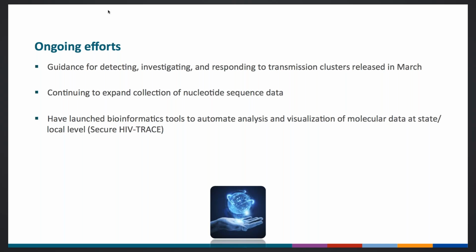So as I mentioned, we released guidance for detecting, investigating, and responding to transmission clusters in March, and we're continuing to expand a collection of nucleotide sequence data. We also have launched bioinformatics tools to automate analysis and visualization of molecular data at the state and local level. So some of you may have heard of Secure HIV Trace. It's basically a web-based tool that allows HIV surveillance programs to analyze their own nucleotide sequence data without having to wait for CDC to process it. Next slide.